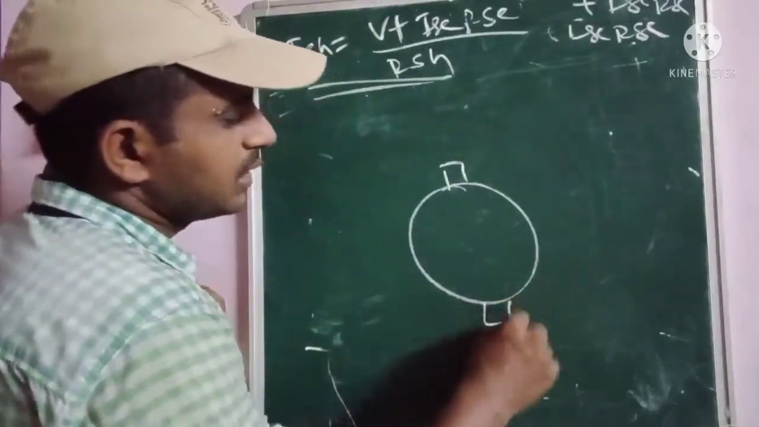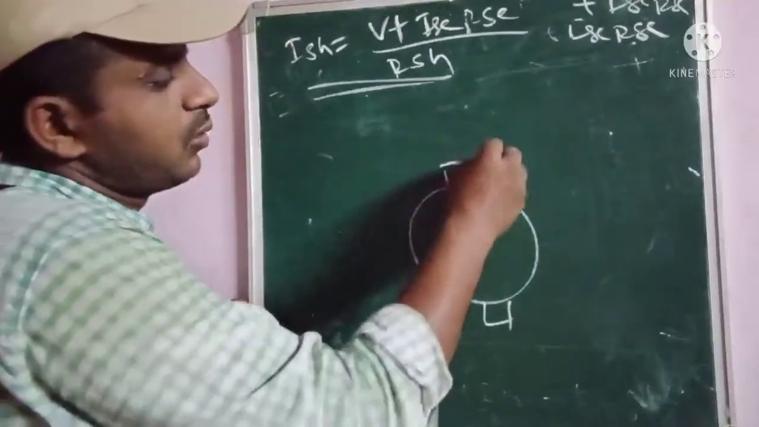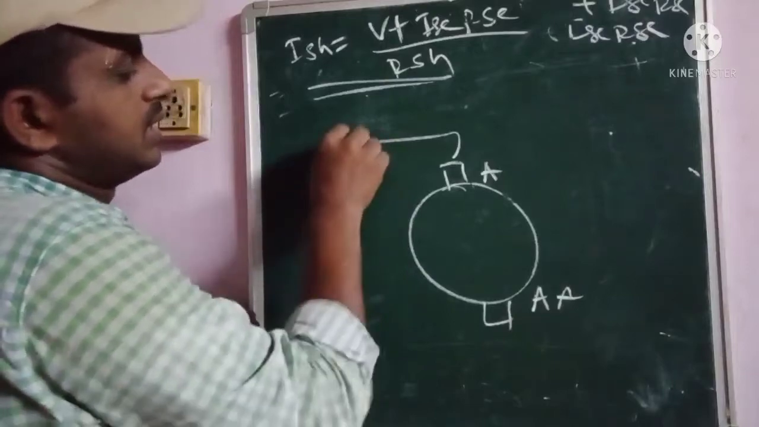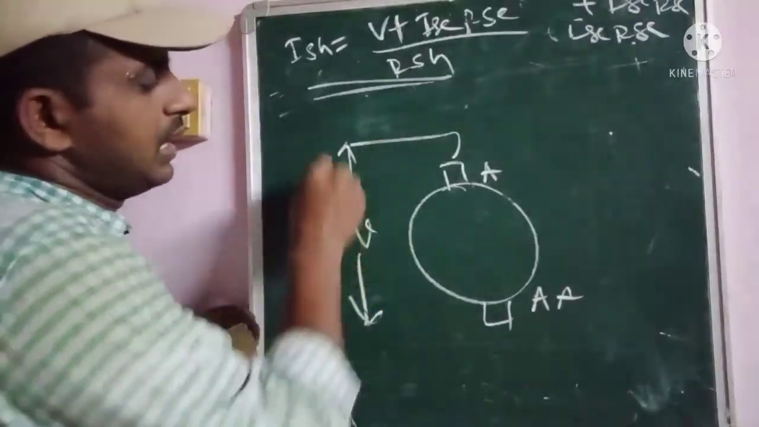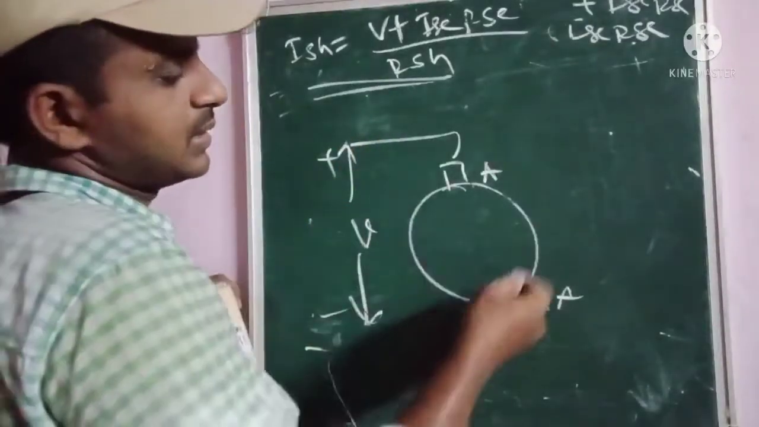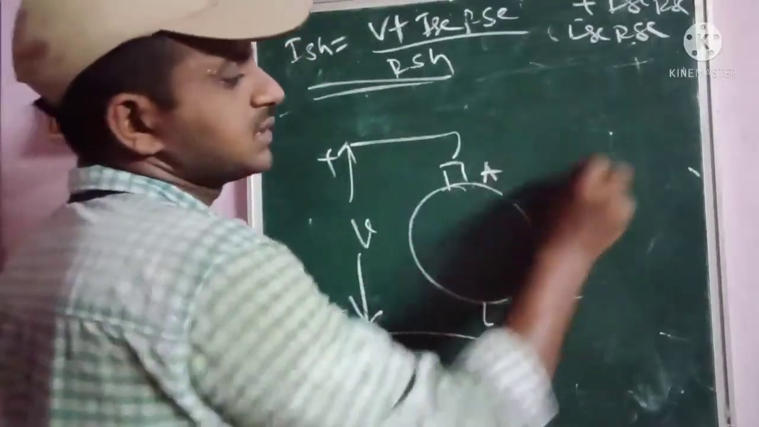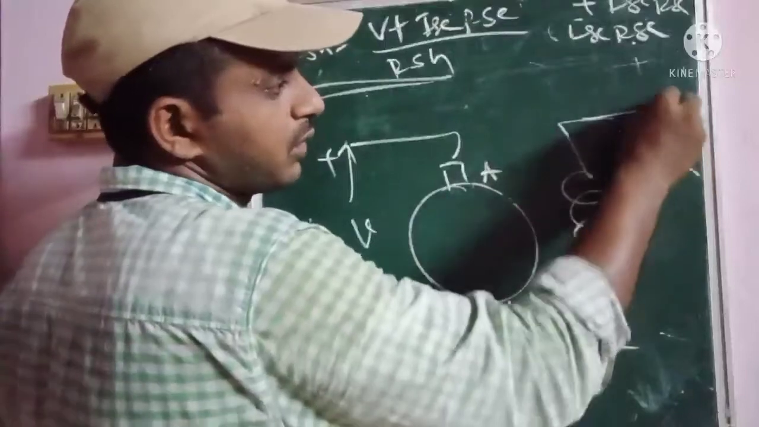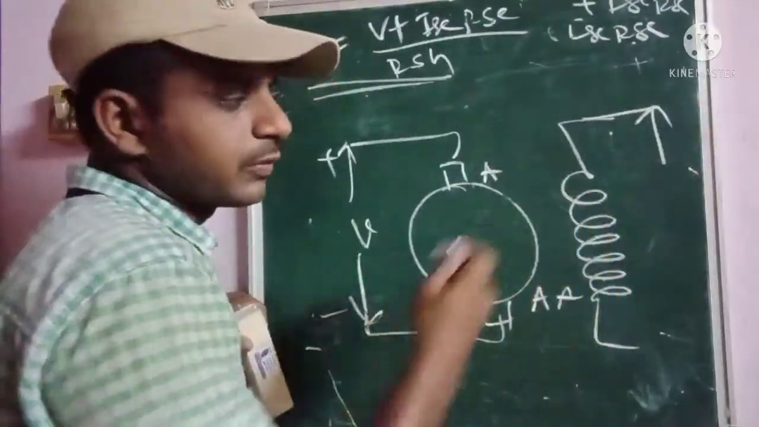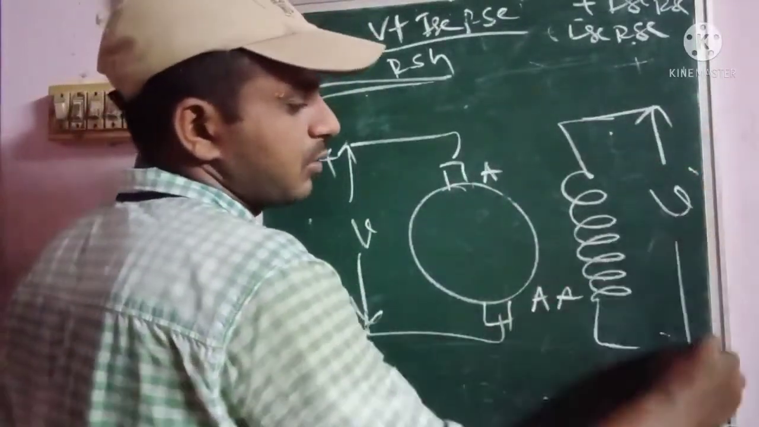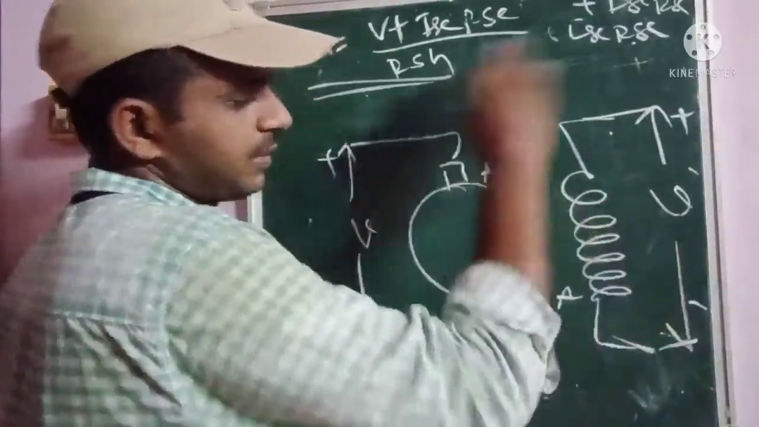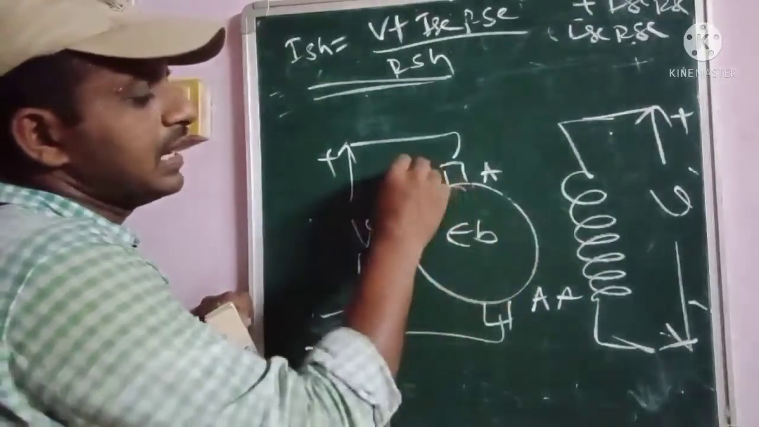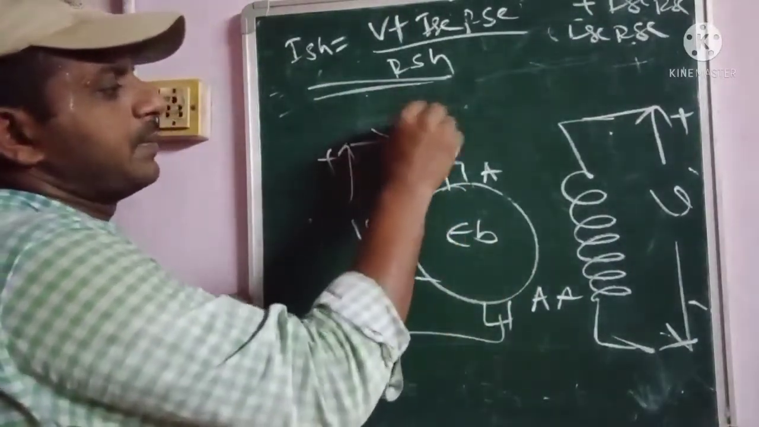So coming to the simple construction representation, this is A, this is JA. Here the supply is given individually, some V volts. This is the armature, and as well as that, another field winding is there. To this field winding we have to give the supply separately. So from this representation, this is called the separately excited DC motor.